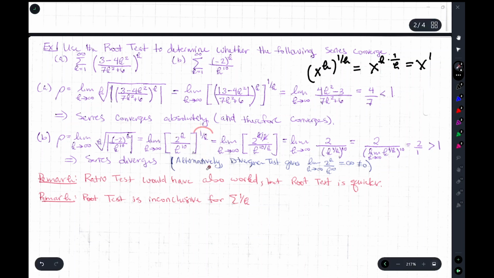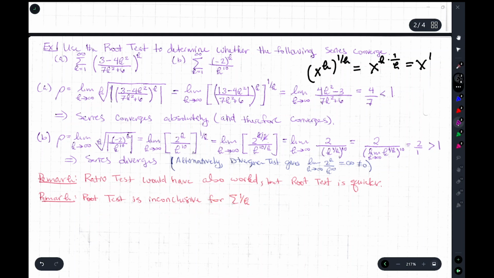All right, so we'll take this 1 over k. Again, the k's cancel, and we get this 10 over k. And now we're going to take out that 10 and write this term this way. We do that because this k to the 1 over k is one of these common limits that we tackle, and it's equal to 1. And so you get that rho is equal to 2, and that's strictly greater than 1. The series diverges. The ratio test would have also worked on these two examples. Nevertheless, the root test is quicker, and the root test is inconclusive for the harmonic series.